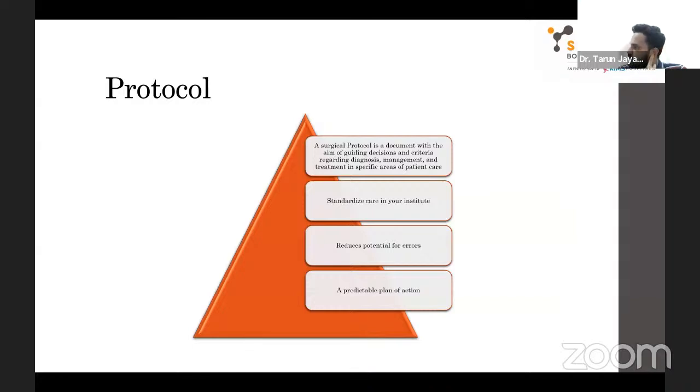So what is this word protocol that we keep using? Is it necessary and do we really need it? The answer is yes. A surgical protocol is basically a document or a pro forma that a surgeon follows, which guides him in decision-making regarding the patient's diagnosis, management, and treatment in specific areas. The main reason for these protocols to be developed is to standardize the care in your institute or hospital. If you have a protocol, you always reduce chances for potential errors, and you always have a predictable plan of action.